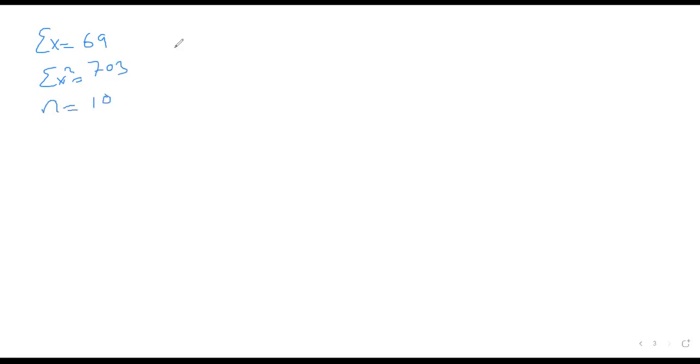So we're going to now calculate the parameters. There's what we call the mean, which is x bar. The mean is summation of x over n. The mean is also called the average. So summation of x, this is 69. Our n is 10. So here we're going to get 6.9.